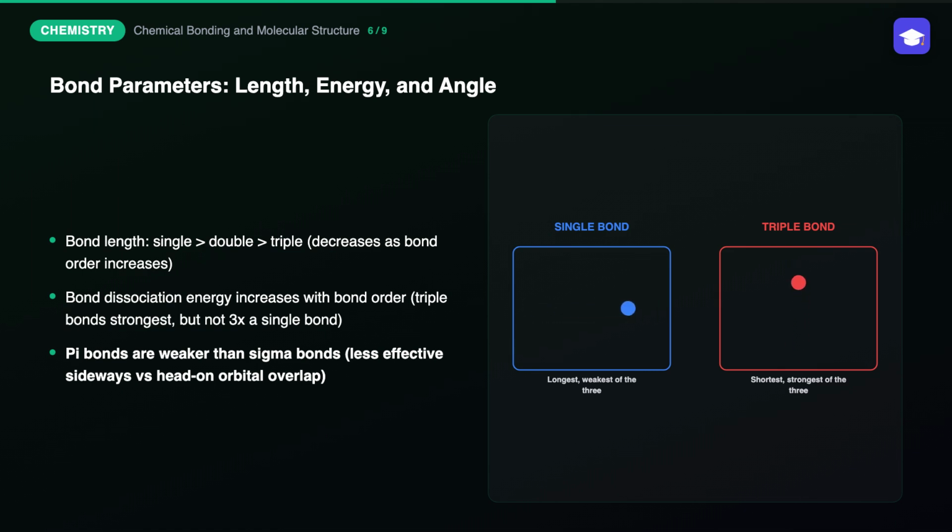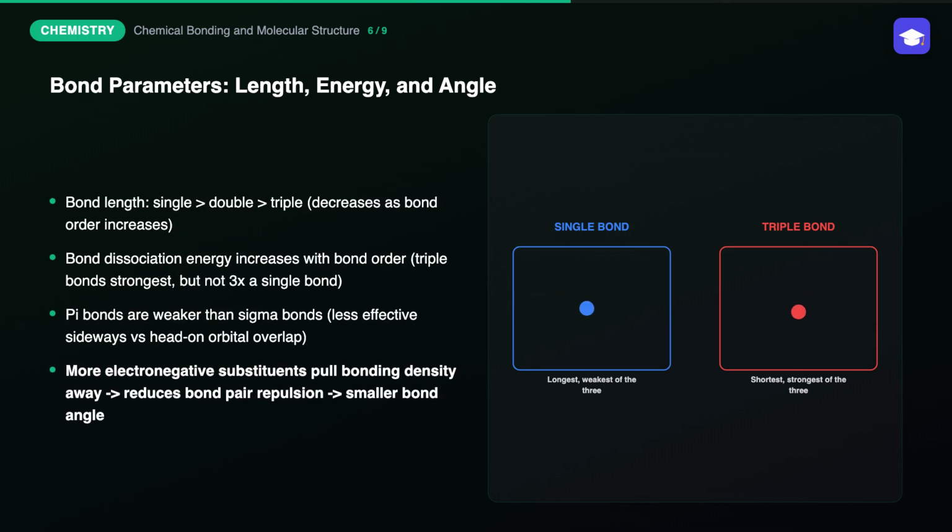Bond angle is determined primarily by hybridization and specific lone pair repulsions, as already established, but it's also measurably affected by the relative electronegativity of surrounding substituent atoms. More electronegative substituent atoms pull shared bonding electron density away from the central atom, which reduces electron-electron repulsion specifically between those particular bonding pairs, allowing the overall bond angle to close in slightly.